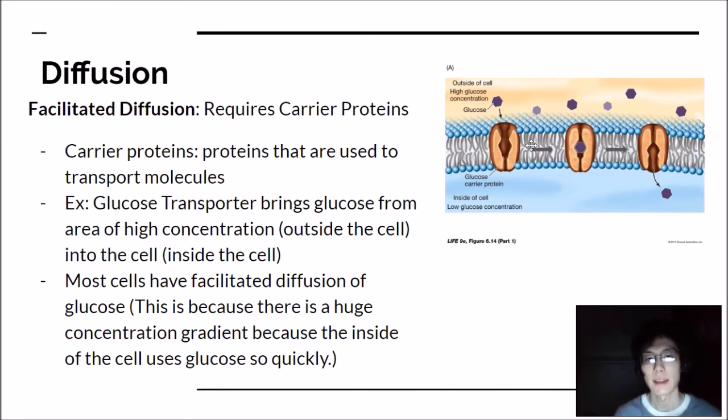So again, think about it. Facilitated diffusion of glucose, it's still going with the concentration gradient. It's not going against it. It's just simply needing help in the process because glucose is too big of a molecule. So keep that in mind as we move on.